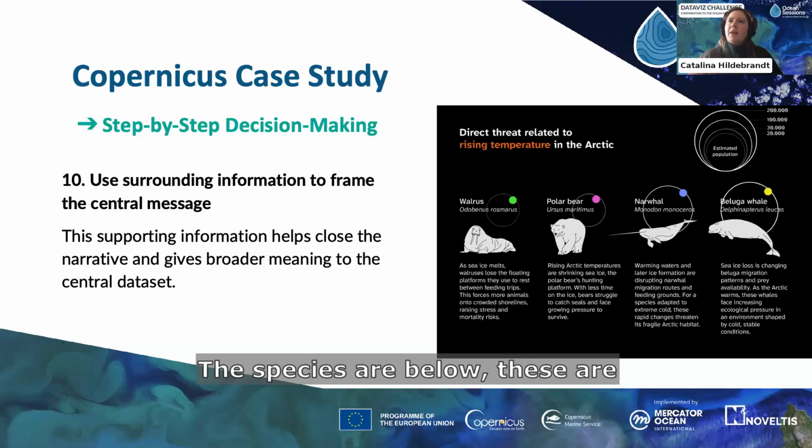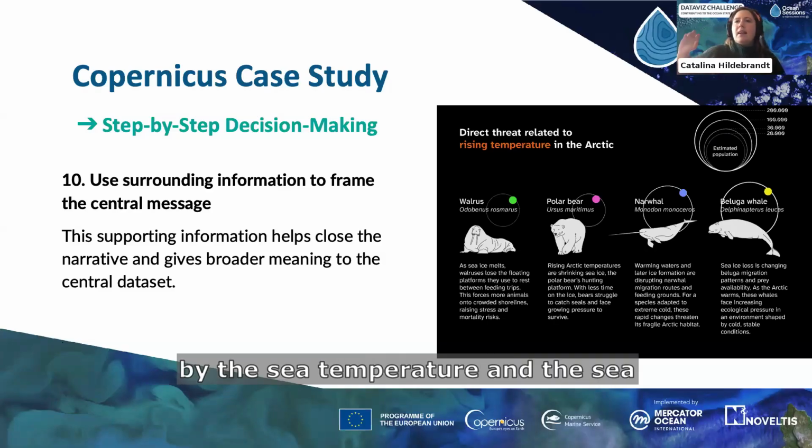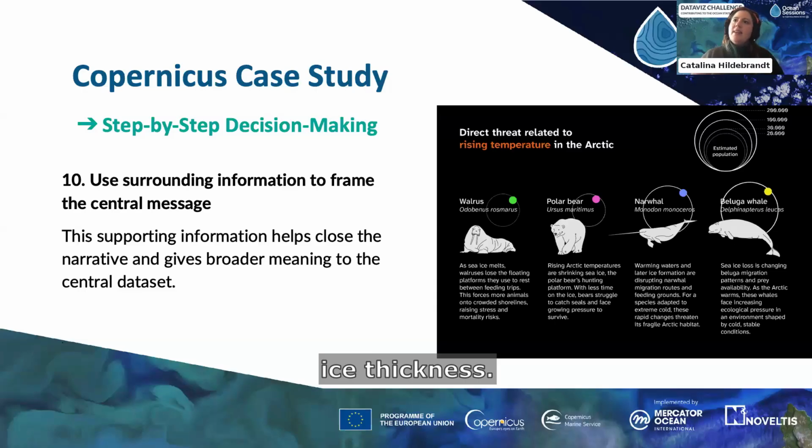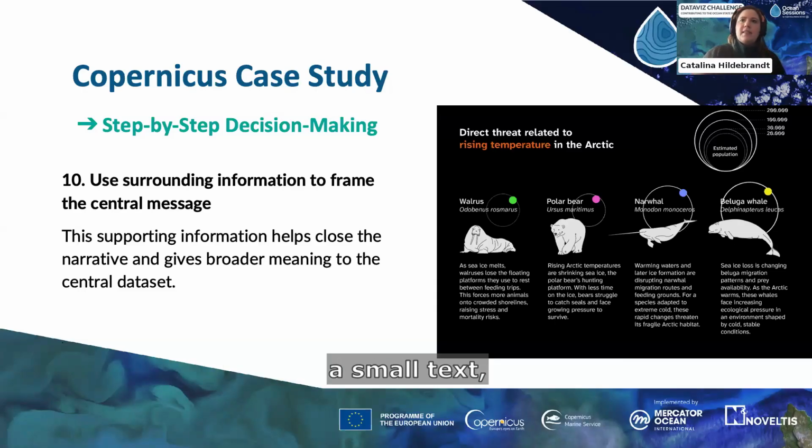The species are below. These are the species that maybe are suffering or are affected by the sea temperature and the sea ice thickness. And again, there are 4 recognizable small texts.